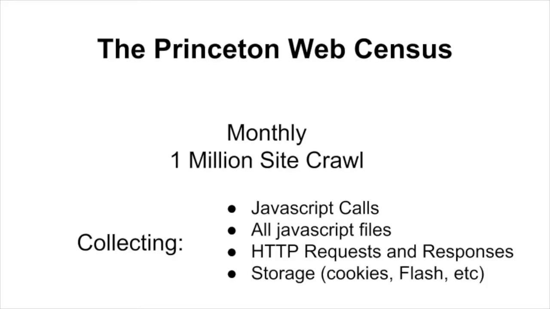And we use OpenWPM to run our own measurements. In particular, we use it for the Princeton Web Census, a monthly million-site crawl that visits the home pages of the top Alexa sites. We do things like collect the JavaScript calls we think might be used for fingerprinting, all the JavaScript files so we can verify if something is fingerprinting or not, as well as HTTP requests and responses, and any access to storage that might occur during a page visit. So this is really all of the things one might want if they want to run a web privacy study.